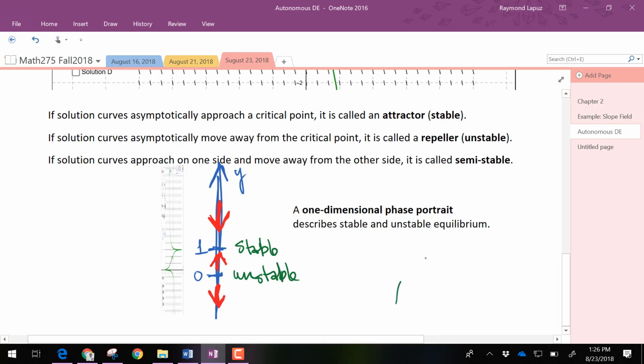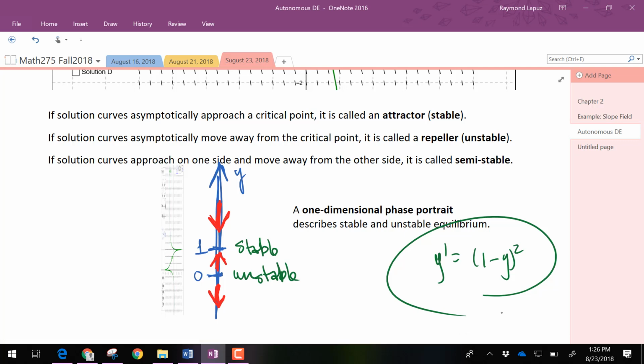Well, remember that our solutions can't ever look like this, because if it reaches the top, then it can't go back down, right? But when you say parabola, maybe you might mean y prime is equal to (1 minus y) squared or something. So that might be an example of something that's semi-stable. But you can check it out. Any questions? All right.